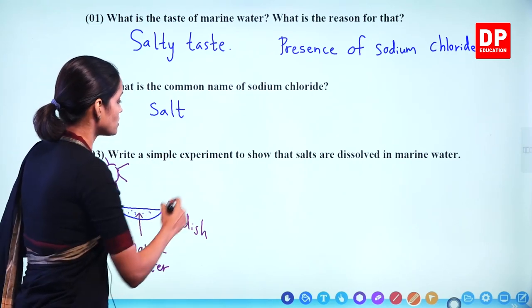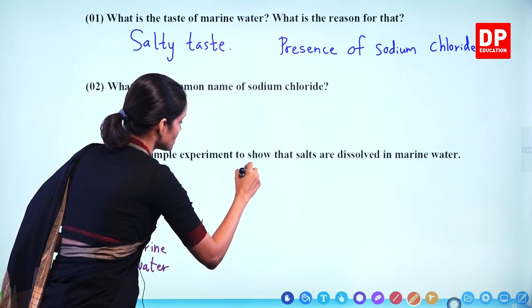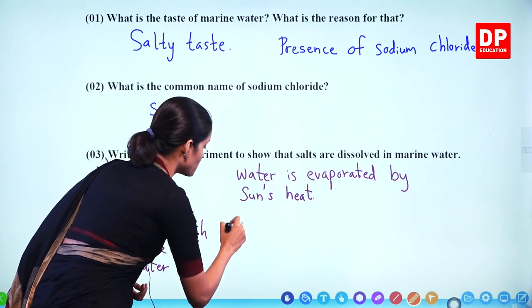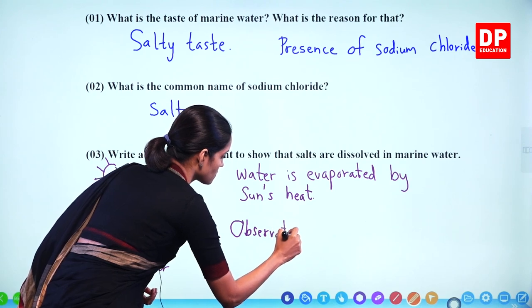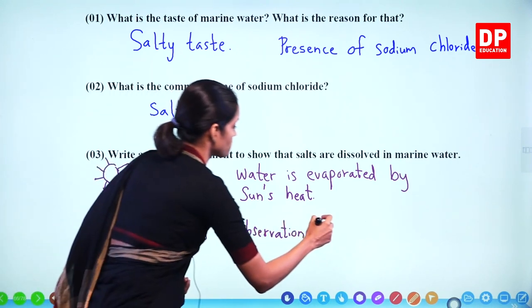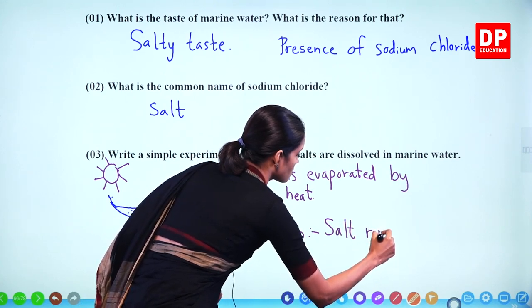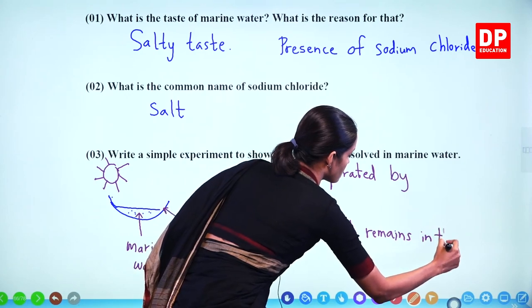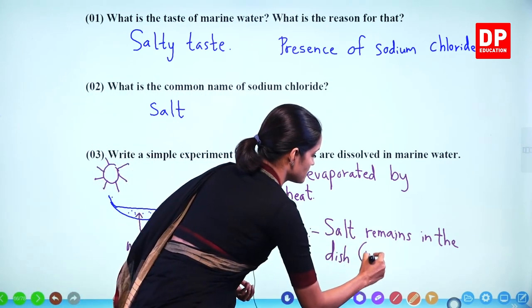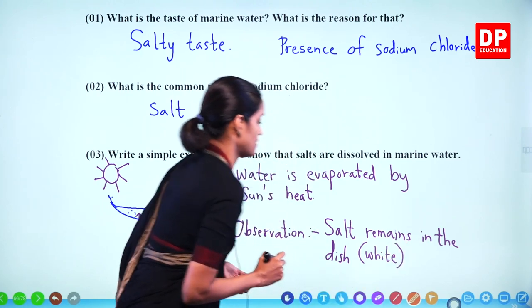Okay, so we will simply write what to do. Water is evaporated by sun's heat. So what is the observation? You can briefly write: salt remains in the dish. You will see it as a white powder.